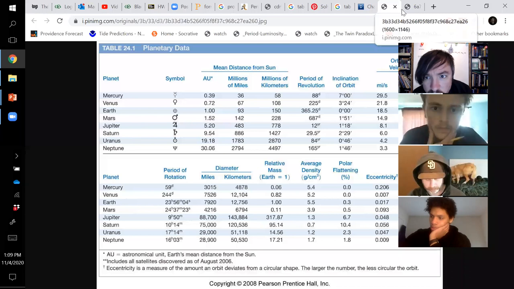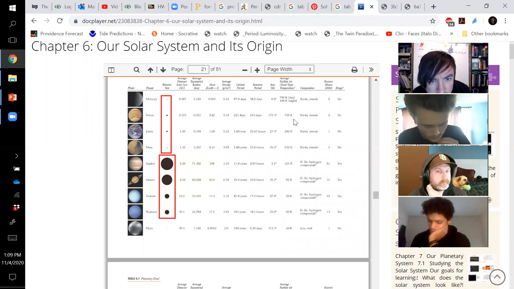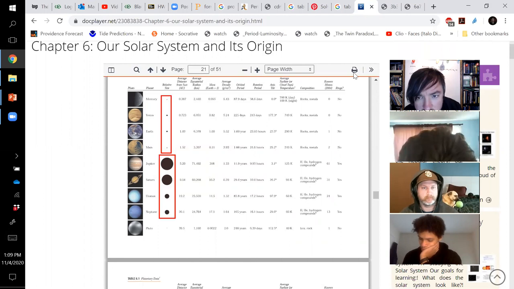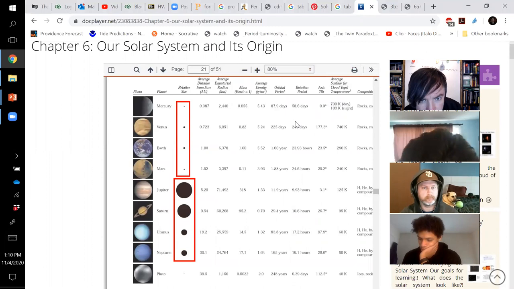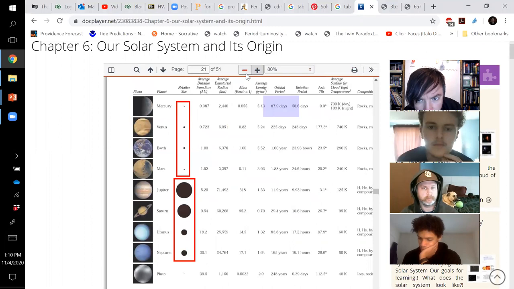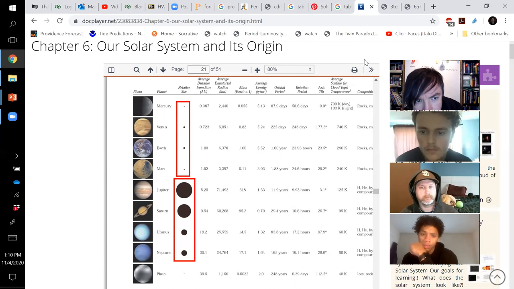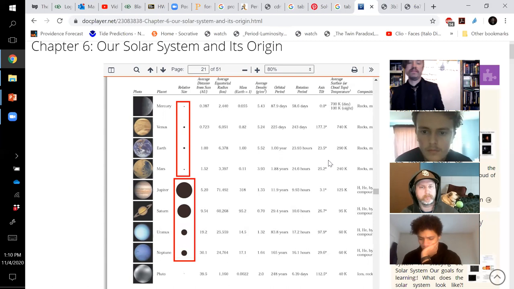Okay, so let's see if we still have that chapter 7 chart up and running. I think they're referring to this one. Can I look at this? I guess I can't easily zoom in on that. Okay, weird. So which of these columns tells us the length of a day? Rotation period? That's right, the rotation period. And what do we notice?